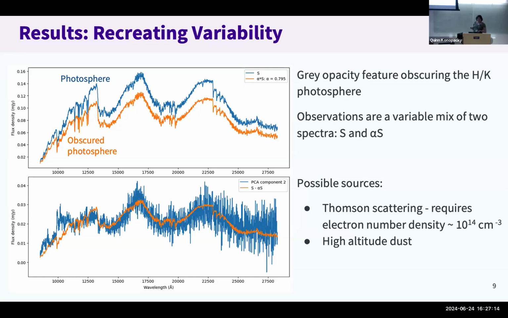So what are the possible sources of this opacity feature? We initially thought maybe we're seeing electron scattering off the radiation belts. However, our calculations showed we would need an electron number density of order 10^14 per cm^3, which is a pretty unfeasibly large number. So instead, our current theory is that we are seeing variable obscuration due to high altitude dust.